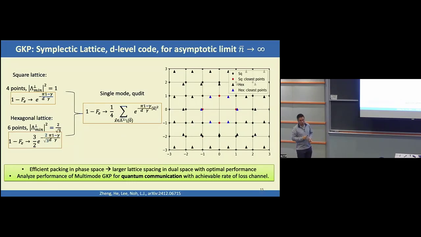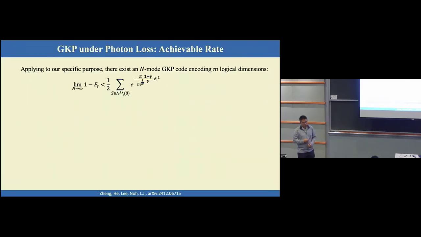We can also extend the formalism to think about higher dimensional symplectic lattices. And we can also get an analytic formula to bound the performance of multi-mode GKP codes. And this time, the goal is actually to achieve the channel capacity. So here we can bound the infidelity using a similar formula in terms of the efficient packing and the symplectic dual lattice, and then we can bound the error. So it basically becomes a sum over this expression associated with the non-trivial lattice points in the symplectic dual lattice.